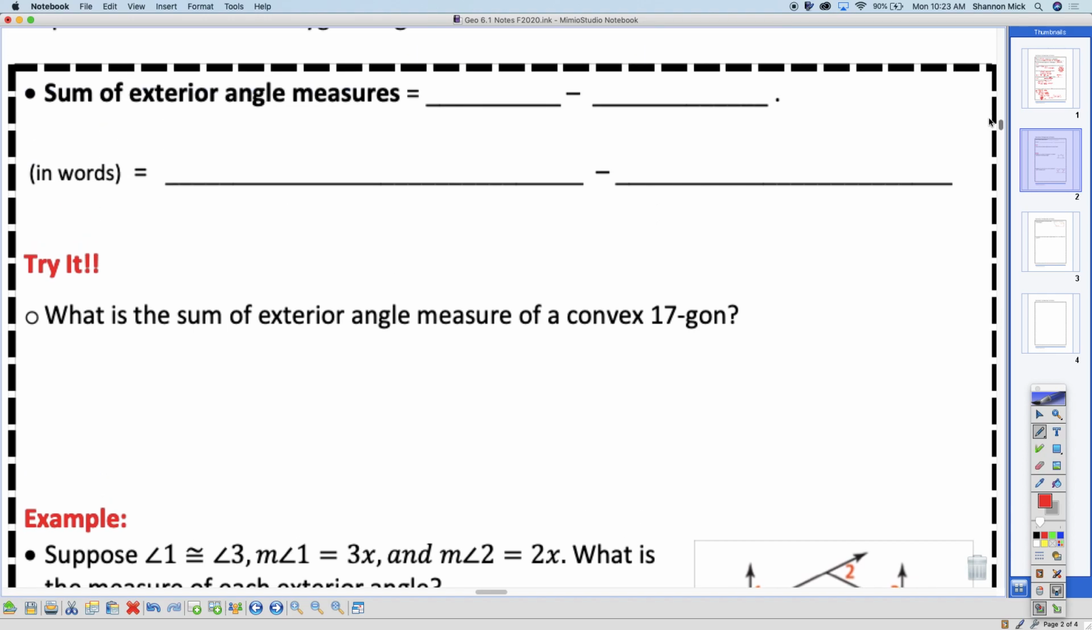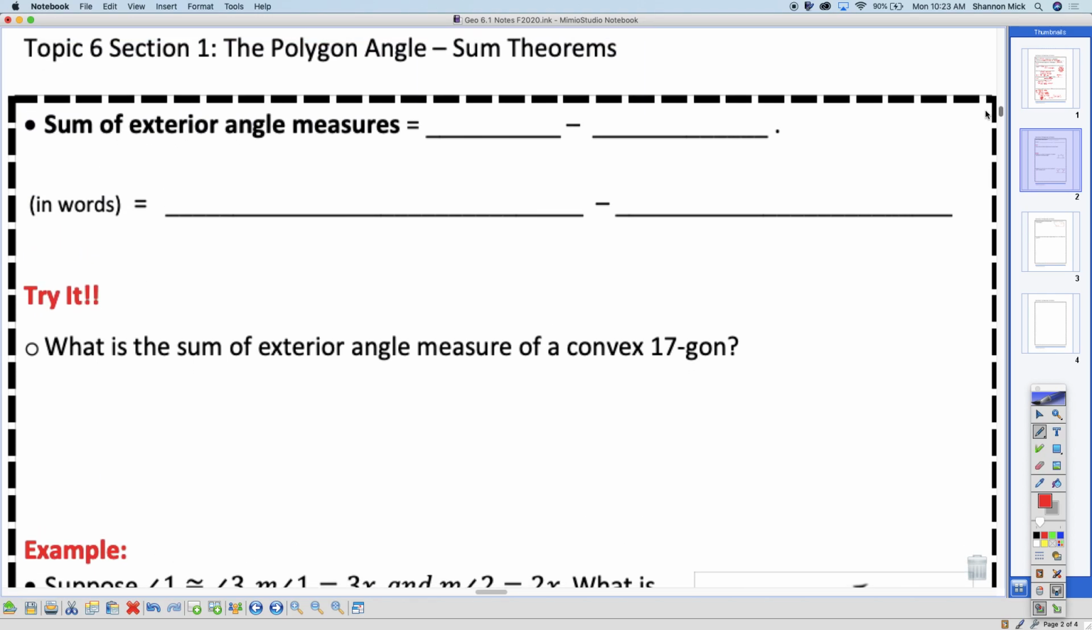Okay, so the sum of the exterior angles. We did interior, yes? Now we're going to do exterior. When I talk about exterior, I'm going to do a triangle, okay? It's when I'm extending these lines. And what do I know both of these angles equal? 180. So if we have the inside, should we be able to find the outside? Yeah. So we're going to be talking about the sum of these angles.